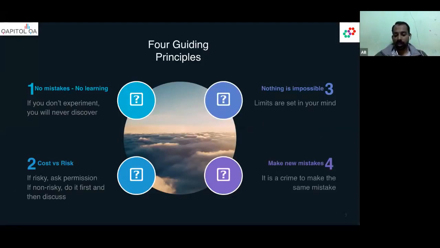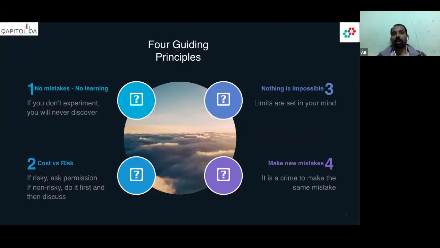What are those? First is, no mistakes, no learning. I feel that if you have not made any mistake, that means you have not yet learned anything. You're just in your comfort zone, right? How will you know whether something will succeed or fail unless you try it? Every time you don't try, that is bound to fail. It's like the saying, every shot you don't take is definitely not going to hit the target, right?